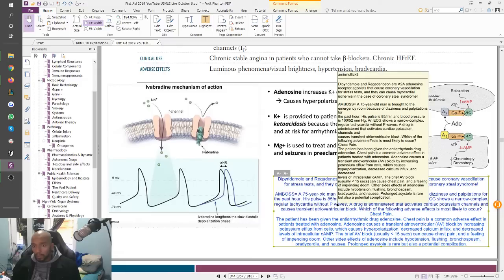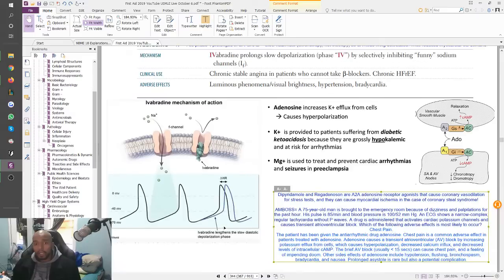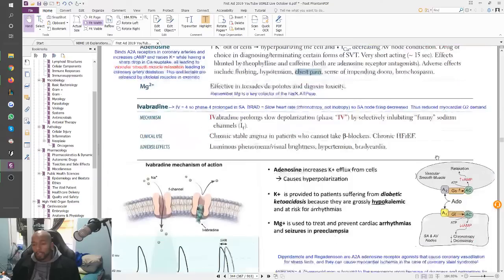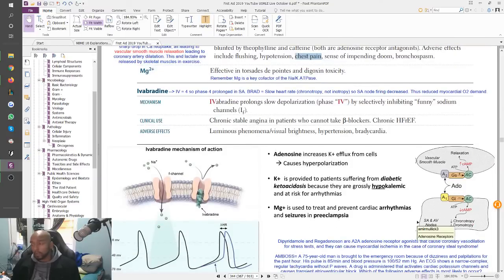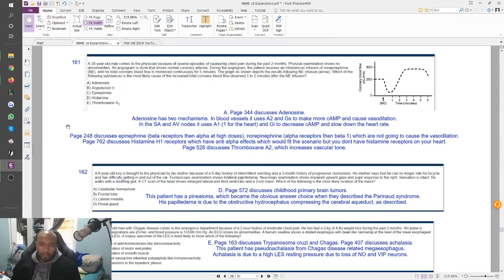This was an AMBOSS question related to adenosine. Same topic, okay? And then they ask you which of the following adverse effects is most likely to occur, and the correct answer here was chest pain, right? Because adenosine, remember, can cause chest pain because of coronary steal syndrome and many other issues. So you want to make sure you remember the side effects. Pretty important medication, just not extremely high yield.